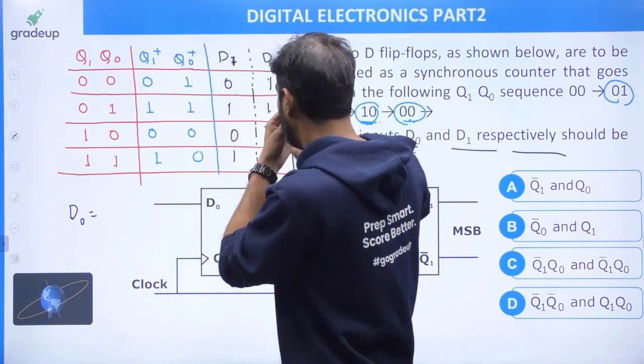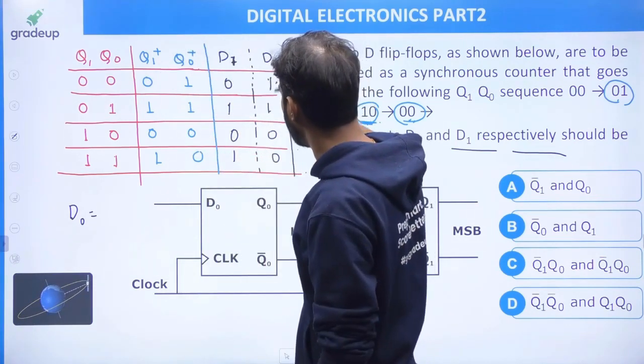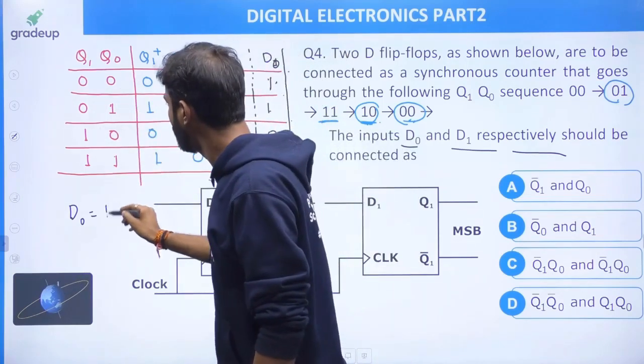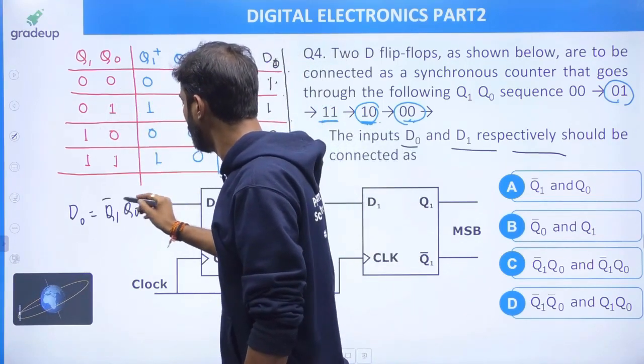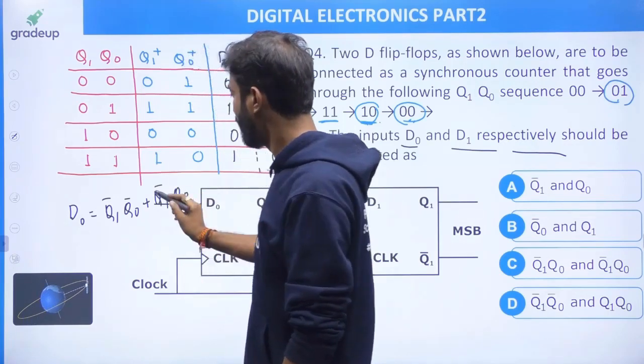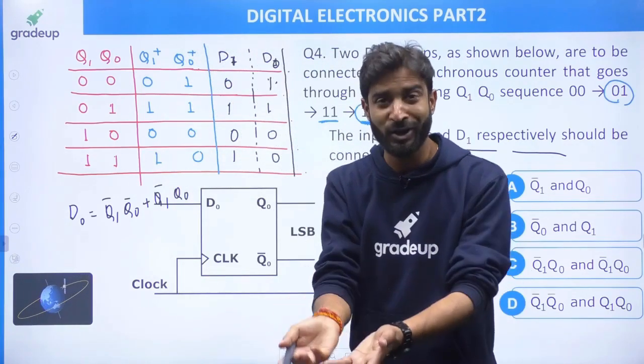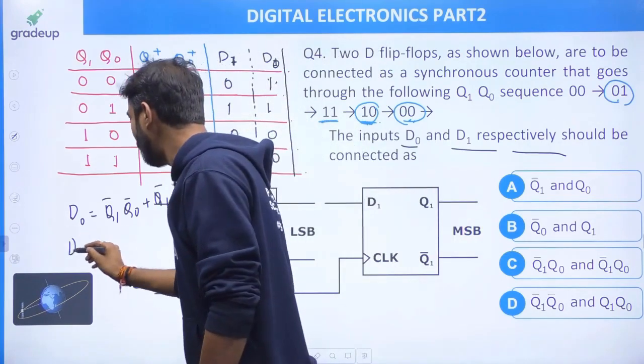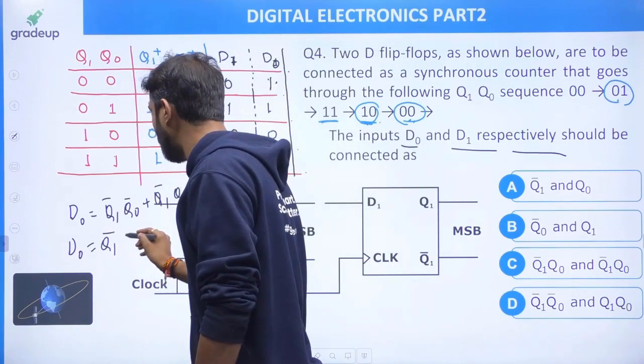D0. So my dear friend, D0 is nothing, these two are basically connected. So I am writing Q1 bar Q0 bar plus Q1 bar Q0, right? And just take the Q1 bar common. We have to minimize it also now. So D0 is nothing, it is just Q1 bar I am taking.